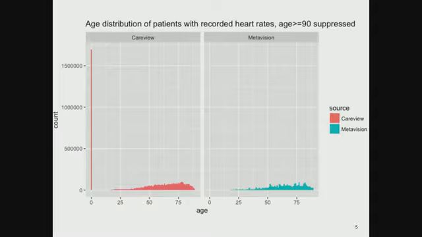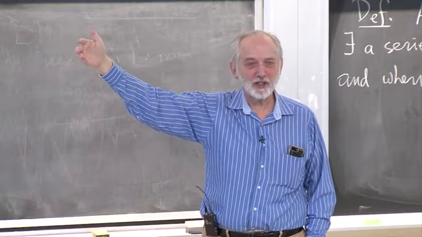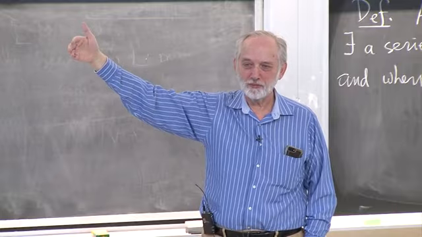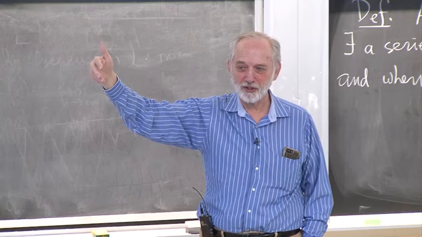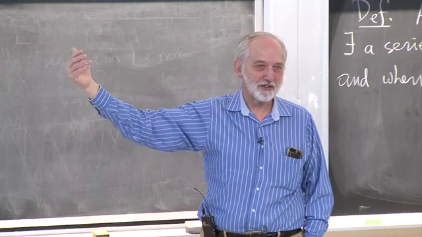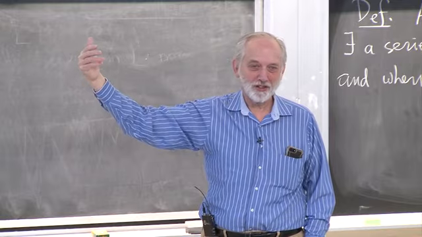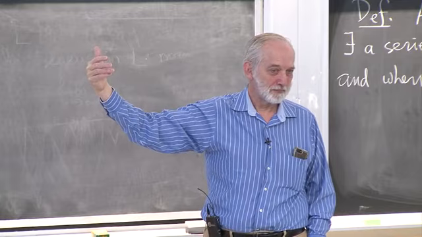But if I don't exclude the very young or the very old, then I see this funny distribution, where I have suppressed ages greater than 90, but not the young. What you see is that in CareView, there's this giant spike at age 0. What happened at the hospital is that the old system was also being used in the NICU, the neonatal intensive care unit. The new system was not being used in the NICU, and therefore they didn't capture data about babies.